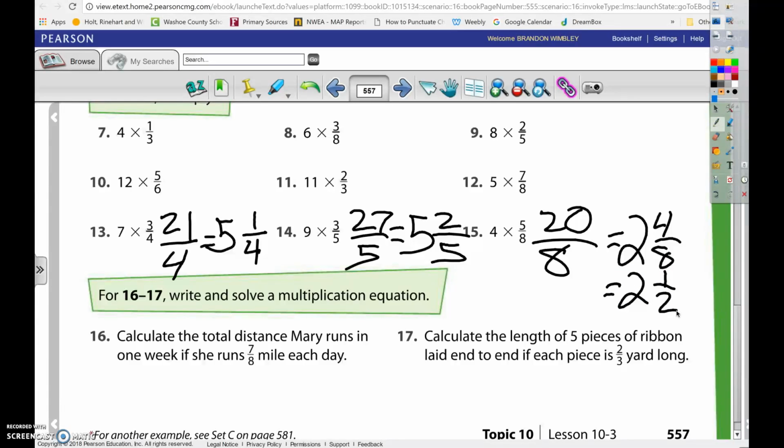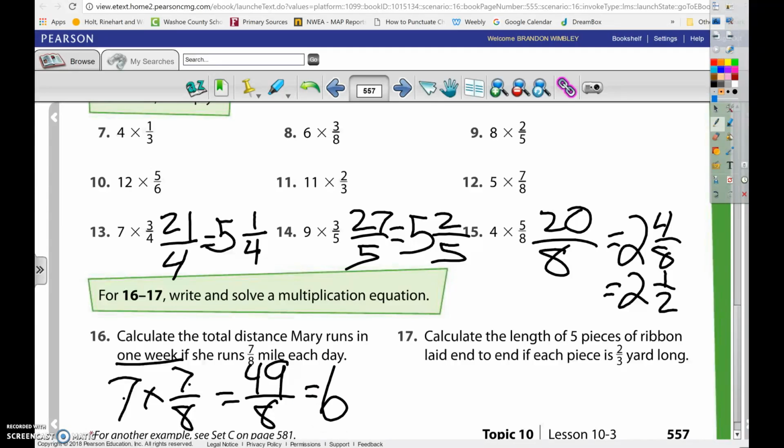All right, number 16 and 17. Calculate the total distance Mary runs in 1 week if she runs 7/8 of a mile each day. Well, I know 1 week, that is 7 days. So I have 7 groups times 7 eighths. 7 times 7 is 49 over 8. 8 can go into 49 6 times. So I can pull out 6 wholes. 6 times 8 is 48. So 49 take away 48 pieces, since I trade that for a whole, is 1. And then I'd have 8 for my denominator.